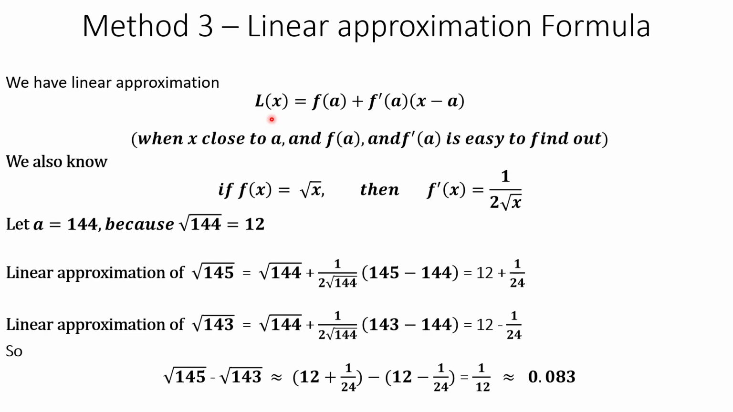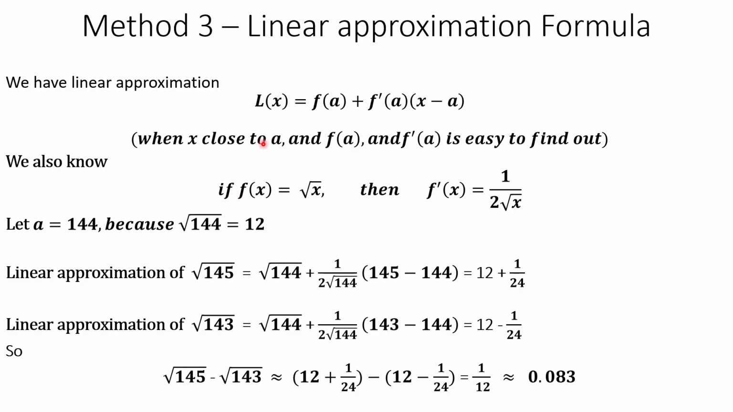So the third method is going to be the linear approximation formula. So here's the formula, and in this formula, x is going to be equal to the number whose root we're trying to find. So for example, here x is going to be 145 and here it's going to be 143. A is going to be a square number close to x, so that the function of a and the derived function of a are going to be easy to find.